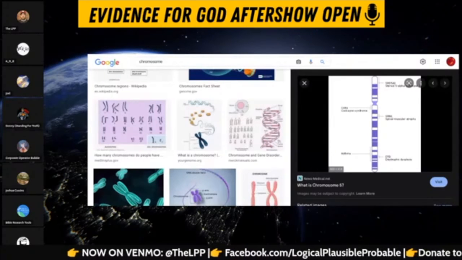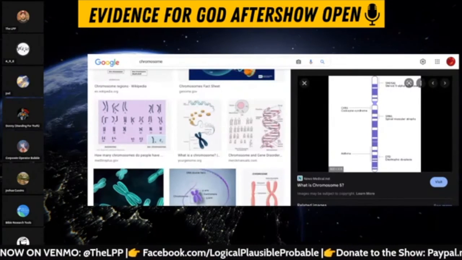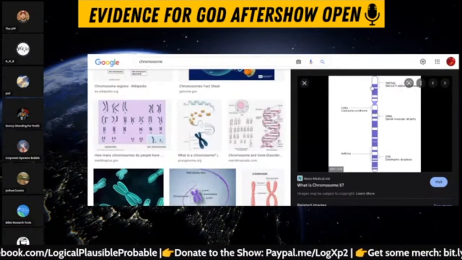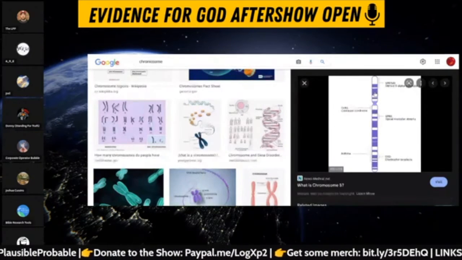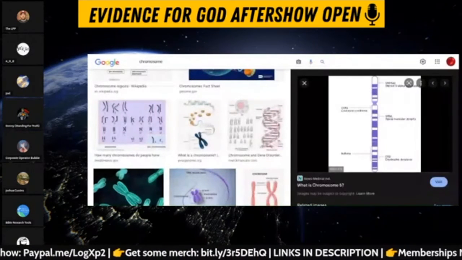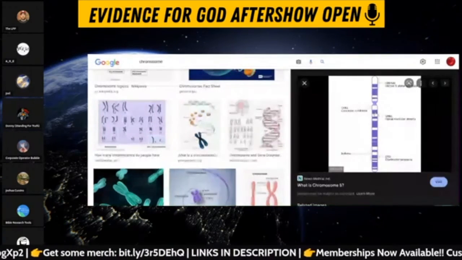Right, but the point I'm making is it doesn't need to be in the same position though. Why not? Because you can have genes that are at different positions on, say, different chromosomes, and they still perform the same function. We do that in modern code. Why can't God do it in his code?